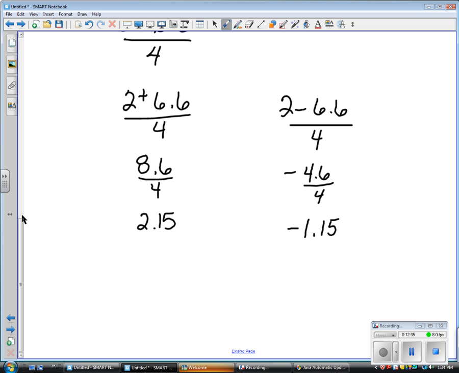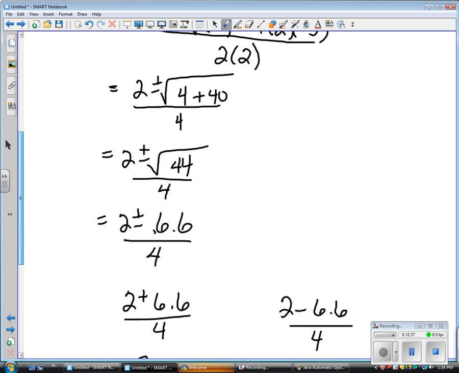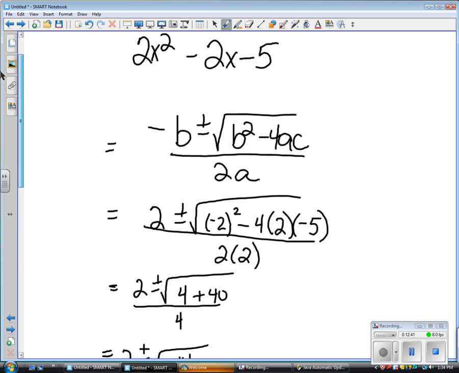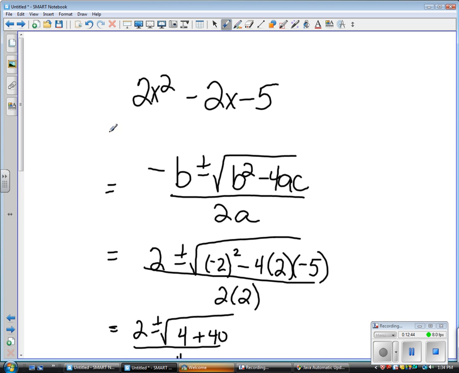So if you were to graph this on your calculator, go ahead and graph it. Go into your y equals and graph. It's going to cross your x-axis, but it's not going to cross exactly on a whole number.